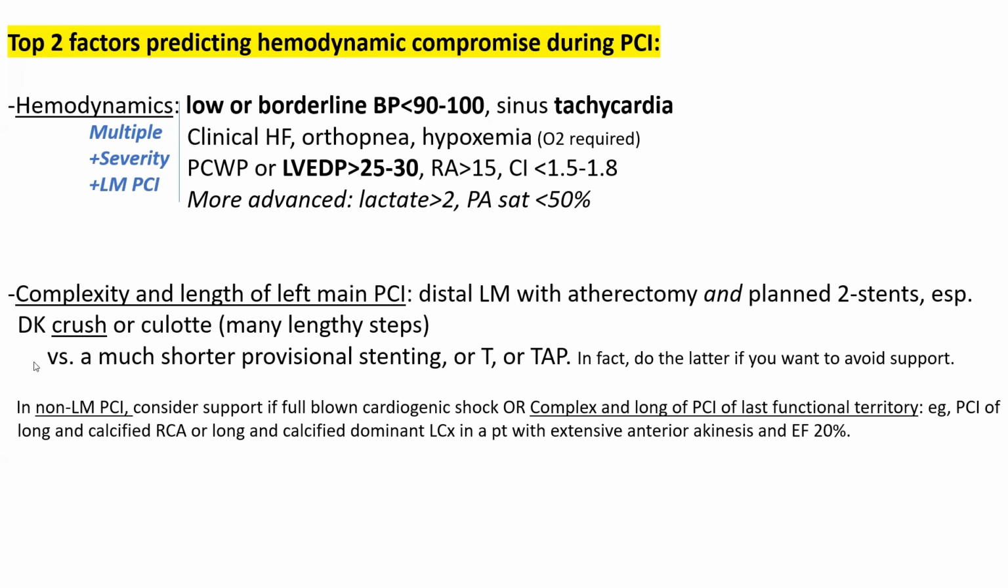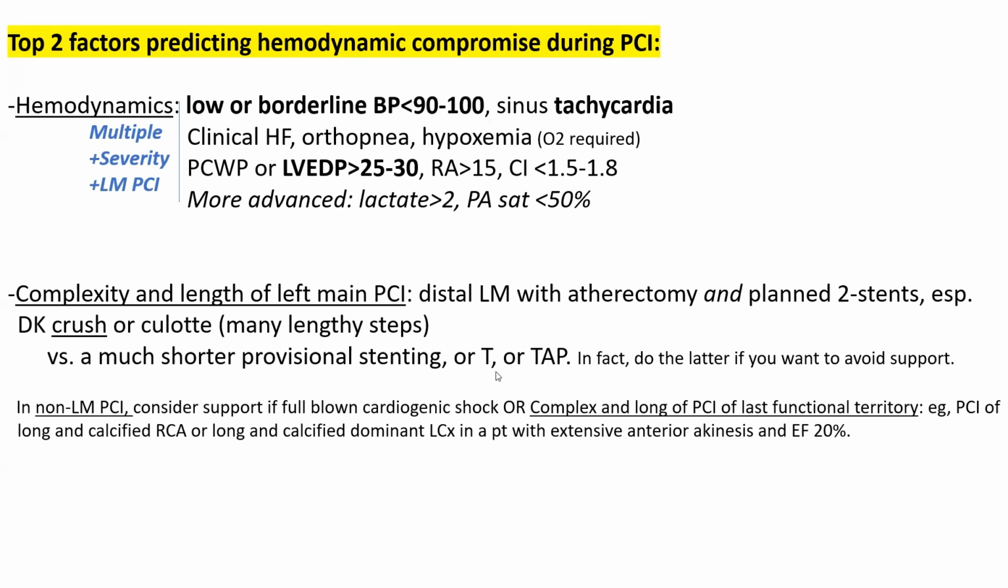I also take into account the second big feature, complexity and length of left main PCI. And there are 2 big things that make the left main PCI more complex. The need for calcium modification, whether atherectomy or lithotripsy, and the need to use a planned 2-stent strategy, particularly the complex 2-stent strategy like DK crush or Culotte, that involve multiple lengthy stents and multiple recrossing of the stented area with wires. So versus a much shorter provisional stenting or T or TAP technique for dual stenting.